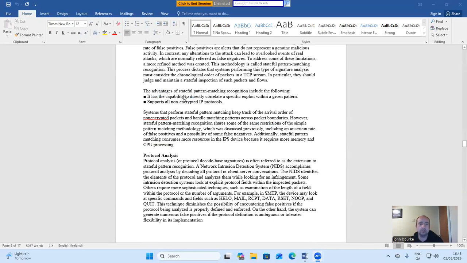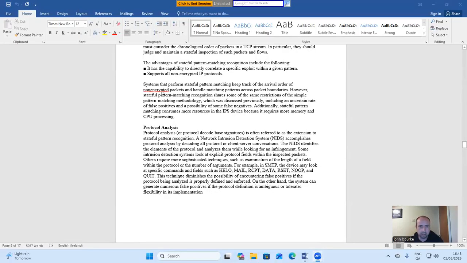The advantages of stateful pattern matching recognition include the following. It has the capability to directly correlate a specific exploit within a given pattern. Supports all non-encrypted IP protocols. Systems that perform stateful pattern matching keep track of the arrival order of non-encrypted packets and handle matching patterns across packet boundaries.